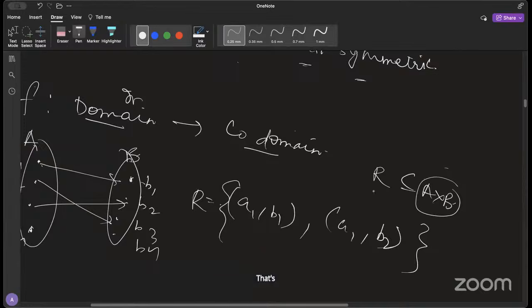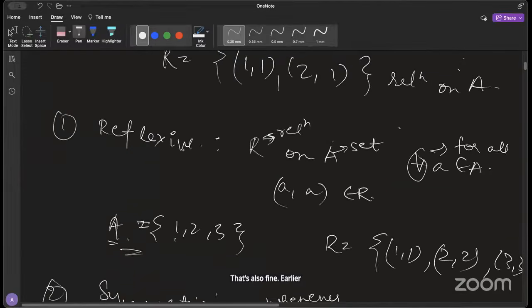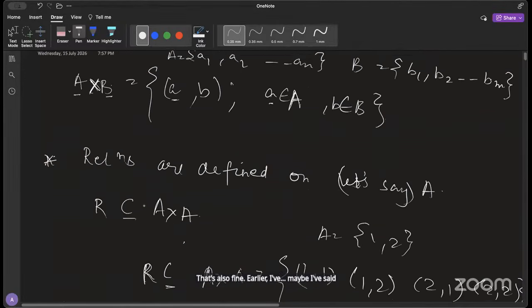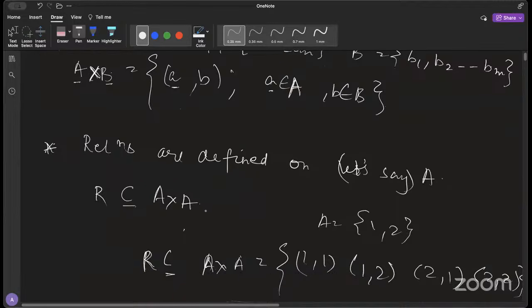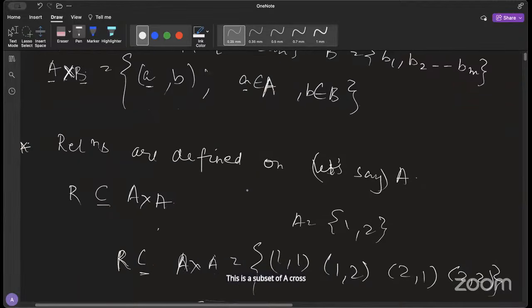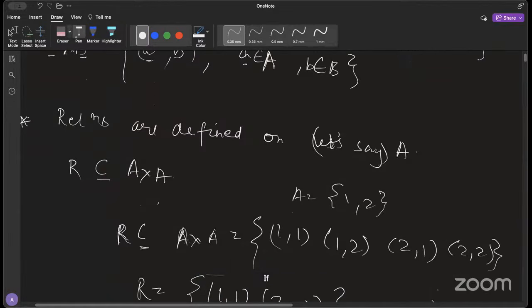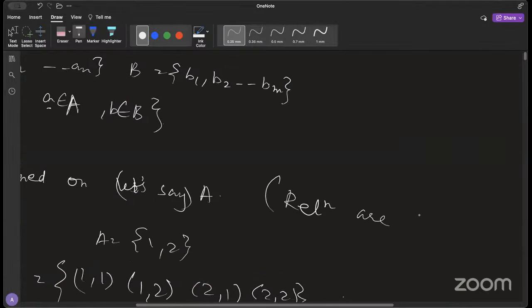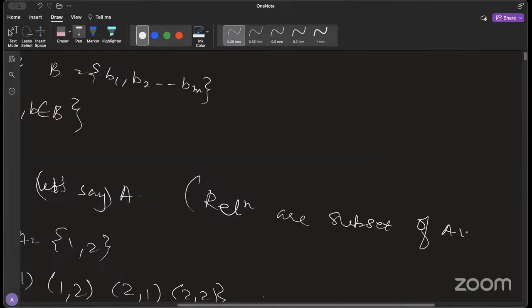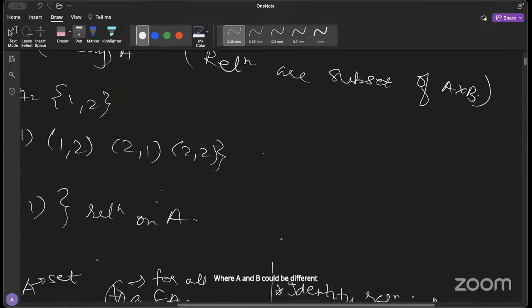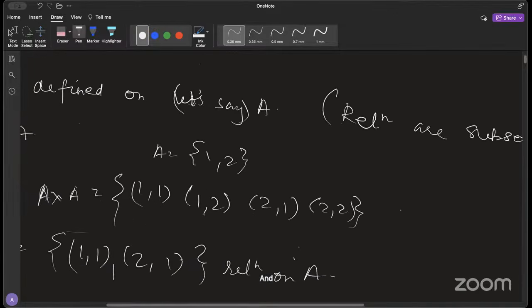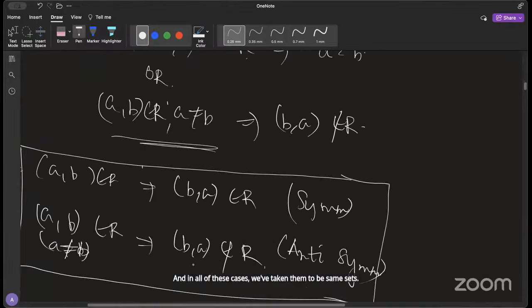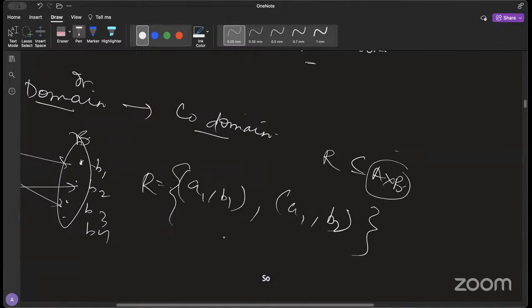That's also fine. Earlier, I said this is a subset of A cross A, but we can say that if the relation is defined on A, it's a subset of A cross B, where A and B could be different sets or they could be the same sets as well. In all of these cases, we've taken them to be the same sets.